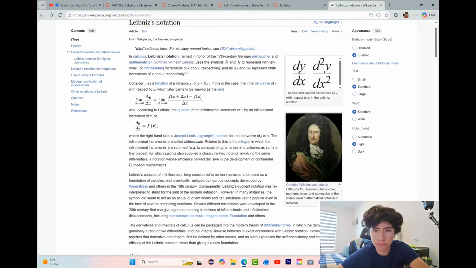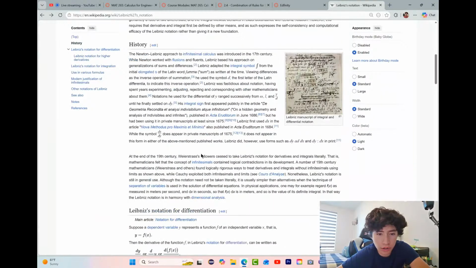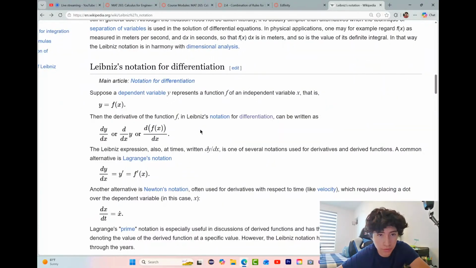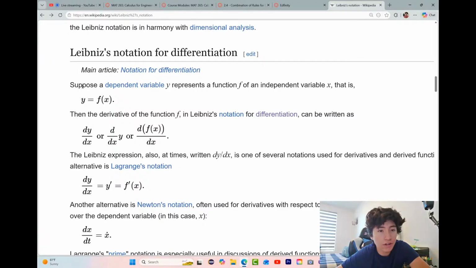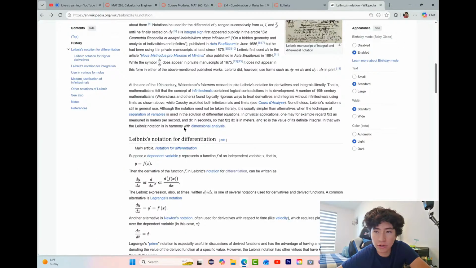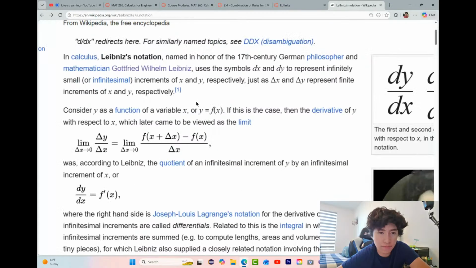I mean, okay, hold on. There you go. Notation for differentiation. Suppose a dependent variable y. Oh, this is giving chemistry vibes. Hold on, where was I?